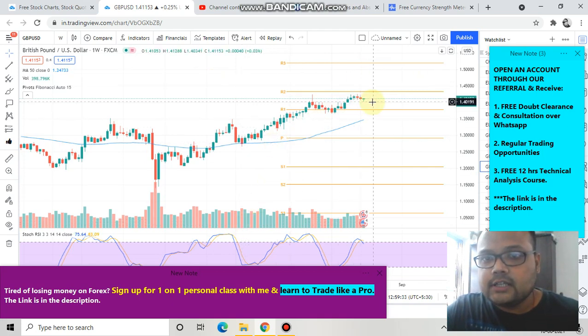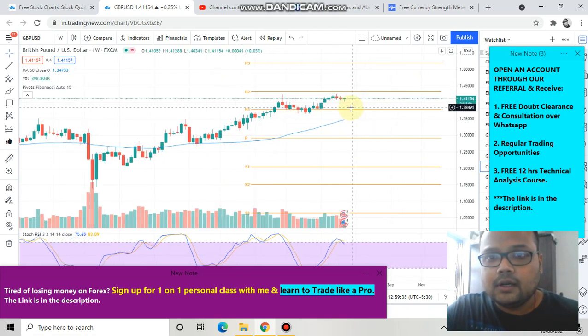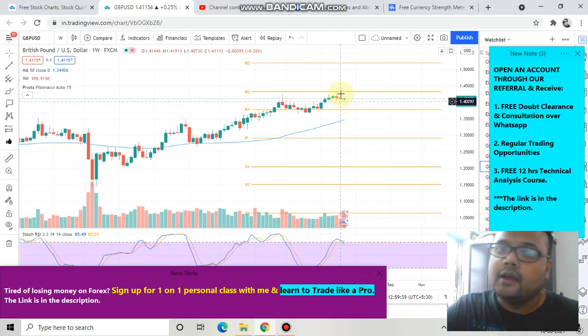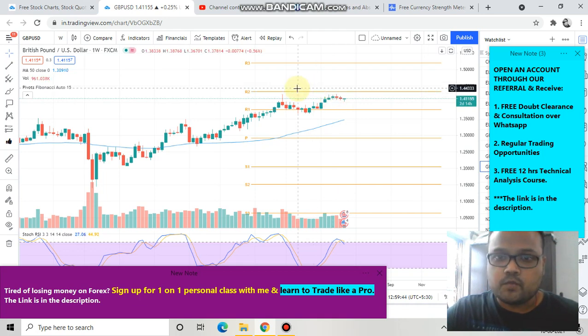In the weekly chart, we can see that the market has formed a hammer kind of pattern. The previous week the market formed a spinning top kind of pattern, and prior to that the market formed a spinning top kind of pattern. We all know that a spinning top pattern generally suggests a battle between the bulls and the bears. There was indecision in the market.